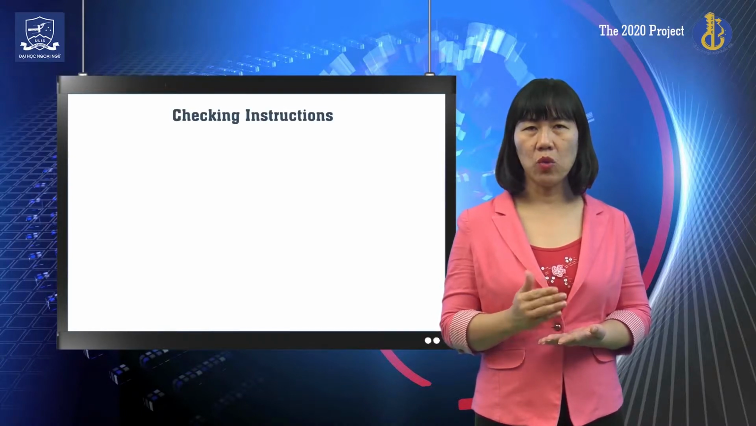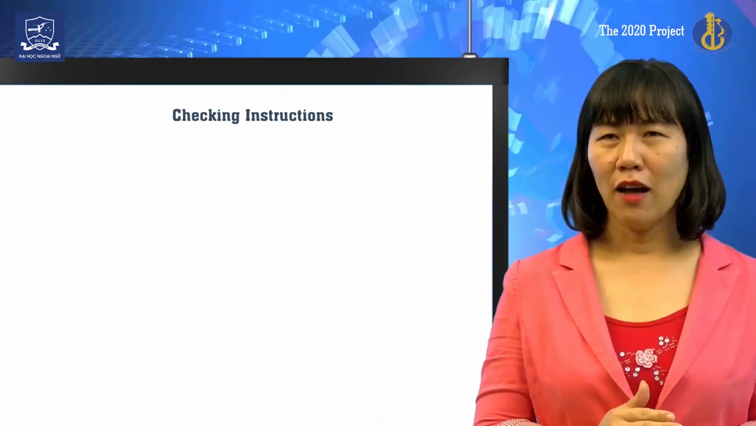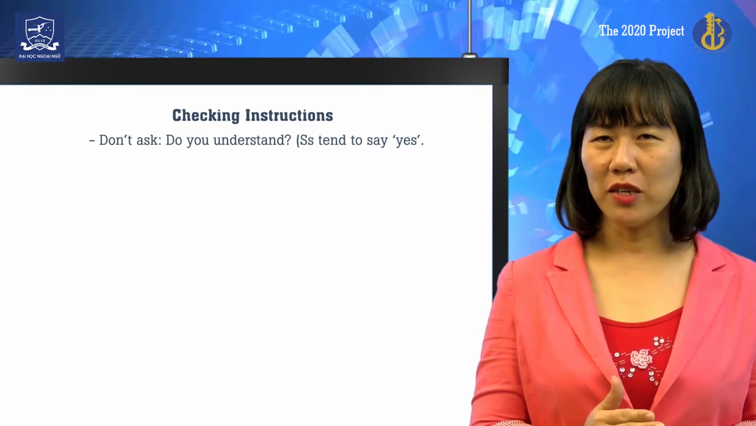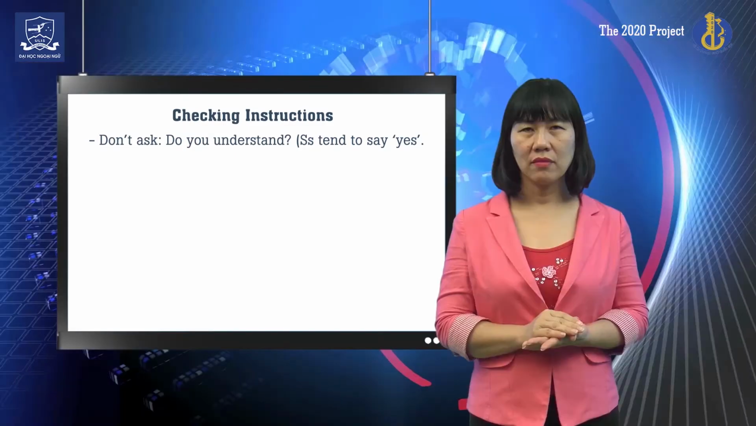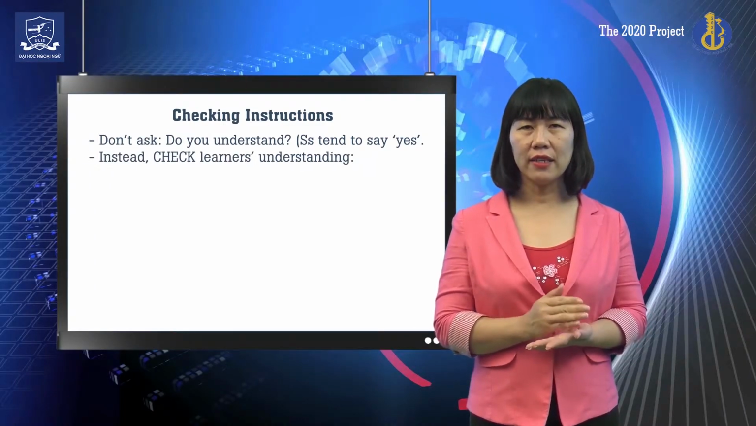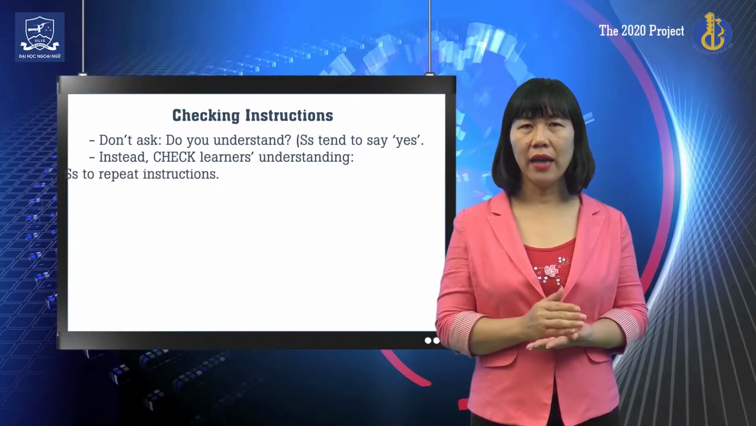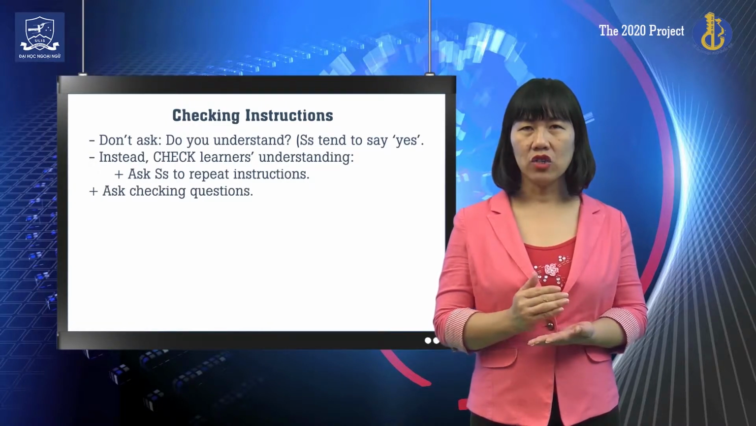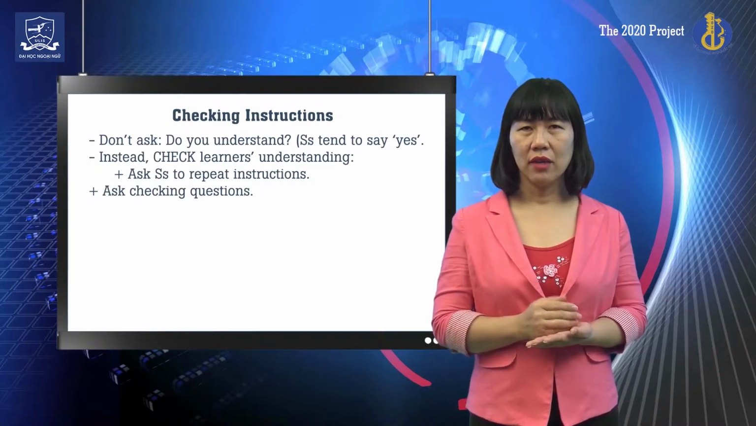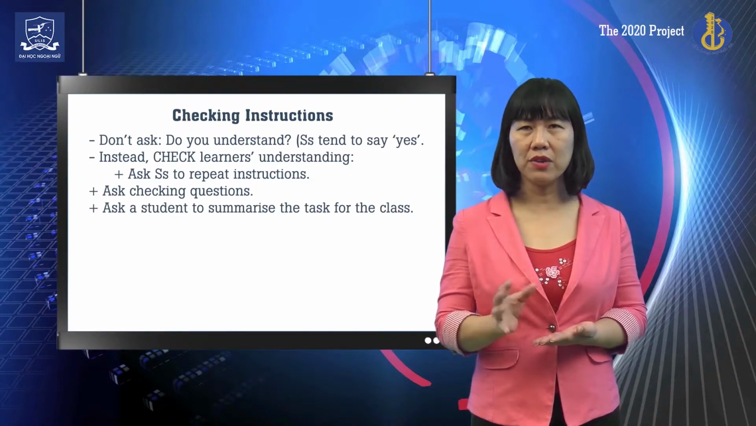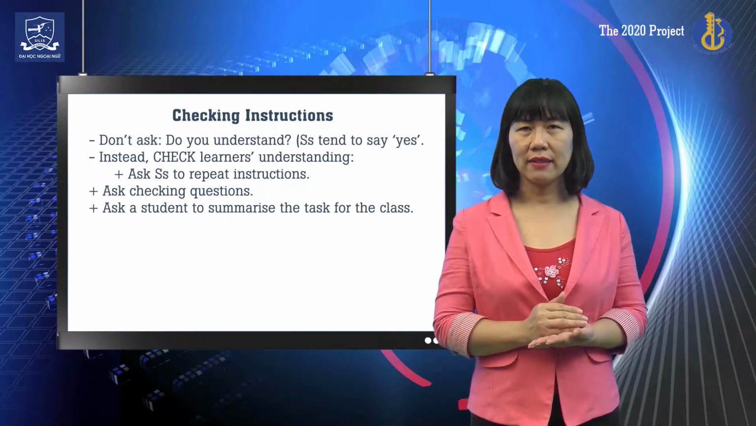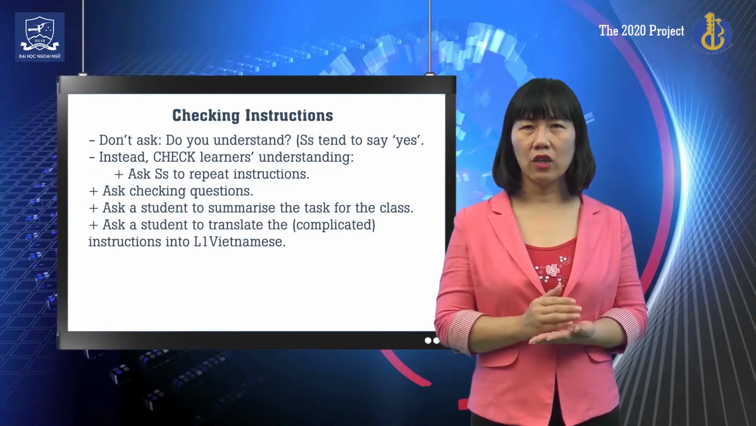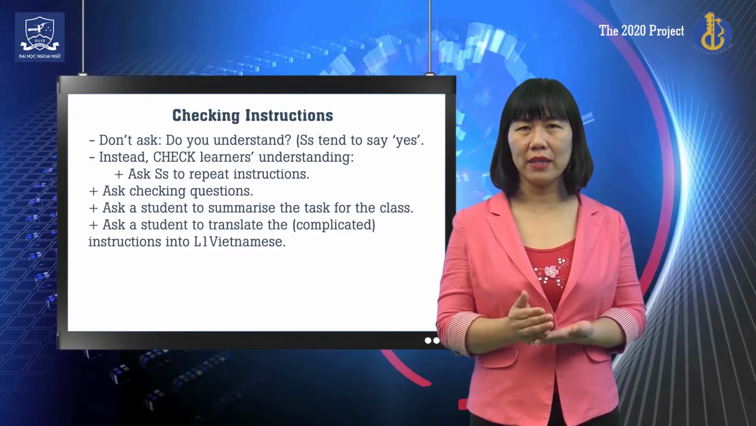Now, here are some ways to check understanding. Don't ask, do you understand? We've just said that students tend to say yes. Instead, check learners' understanding. Teacher may ask students to repeat instruction or ask checking questions. Teacher may ask a student to summarize the task for the class. Ask a student to translate the complicated instruction into Vietnamese.